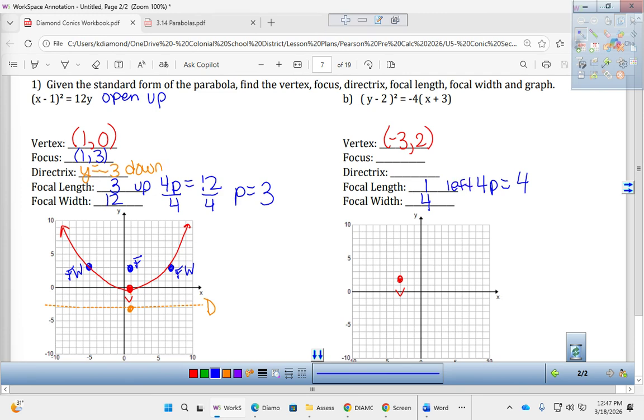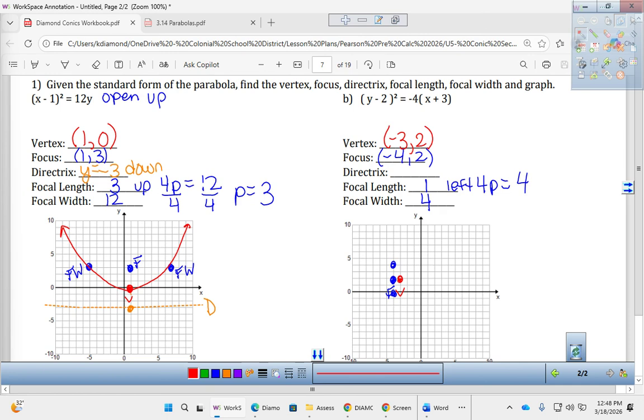So when I graph my focal length, I'm gonna go to the left one of my vertex. And that puts me right there, and that's called my focus. And so that is the coordinate point. It looks like -4, 2. From the focus, I'm gonna do my focal width, but because this is opening wide, I'm gonna go up and down the width rather than left and right. So I need to split the width 4 evenly. So I'm gonna go 2 up and 2 down.